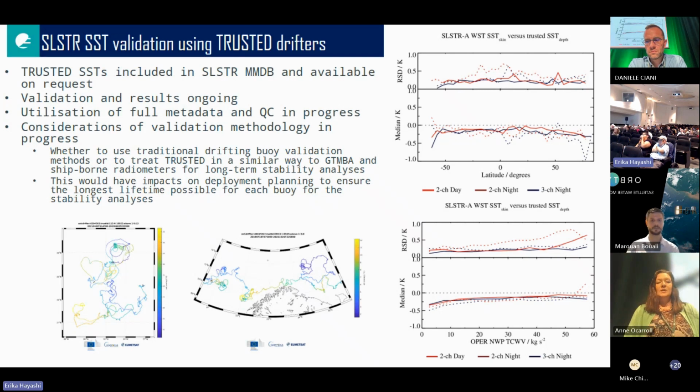Considerations of the validation methodology are in progress. So things we're thinking about are whether to use the traditional drifting buoy validation methods or to treat trusted in a similar way to the GTMBA, and shipborne radiometers for looking at long-term stability analyses. So we're still thinking about that one. But this aspect would have impacts on the deployment planning to ensure the longest lifetime possible for each buoy for the stability analyses.